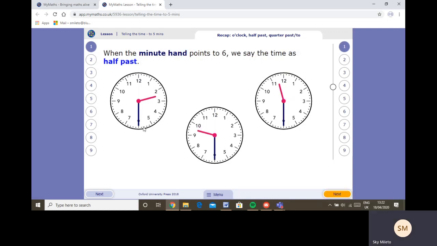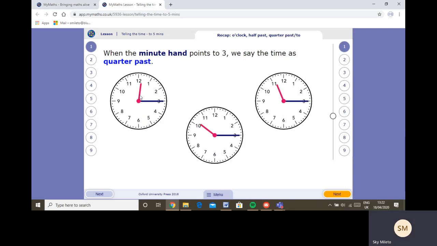So this one, we know that the minute hand is pointing to 6, so that tells us it's half past. And then we're looking at the hour hand, which is halfway between two numbers. It's always the one which is before it, the one you say, because it's half past that number. So this one, shout out what it is. Yes, 2:30. Well done if you said that. Shout out this one. 9:30. And this one, 11:30. Well done if you got all of them right.